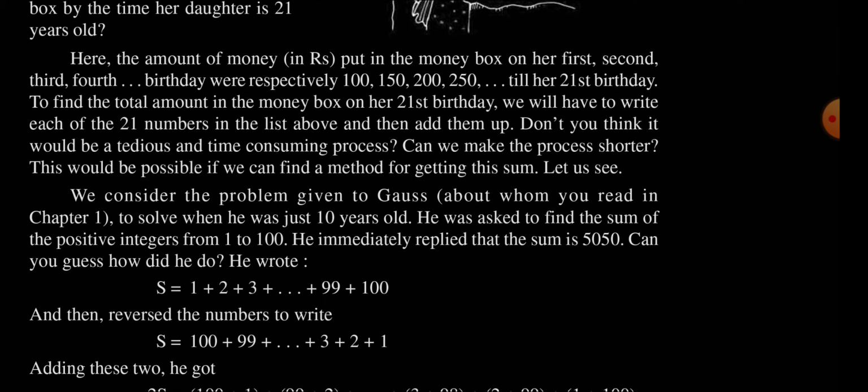The amount of money in Rs put in the money box on her first, second, third, fourth birthday were respectively 100, 150, 200, 250, till her 20th birthday. To find the total amount in the money box on her 20th birthday, we will have to write each of the 21 numbers in the list above and then add them up.